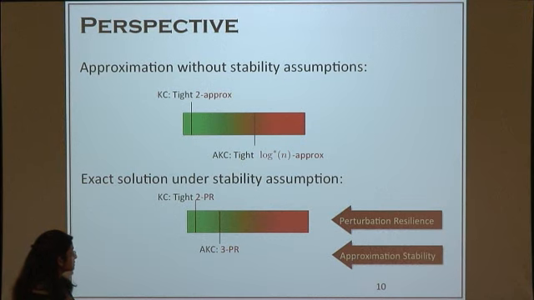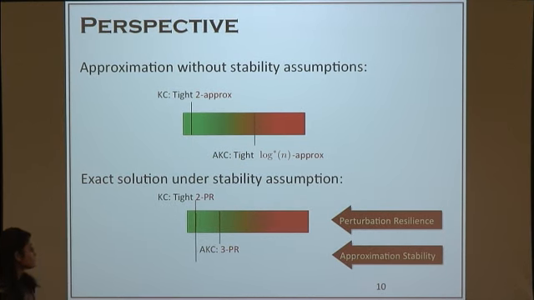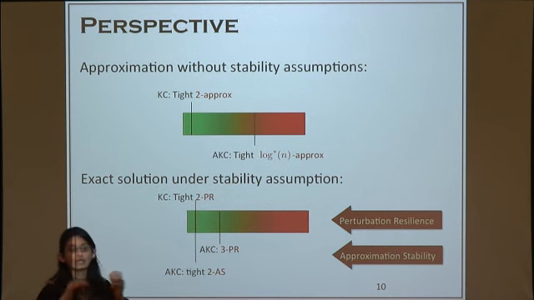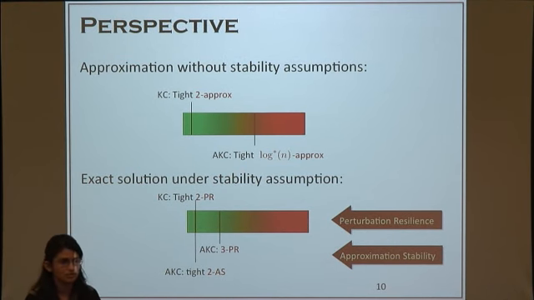For approximation stability, that even goes farther. In fact, for both K-center and asymmetric K-center, we will have 2 approximation stability, which for this case is pretty trivial. For asymmetric, not so much. So it's really interesting to see that under these stability assumptions, two problems that without them could be very different in terms of difficulty, with them could look very similar.